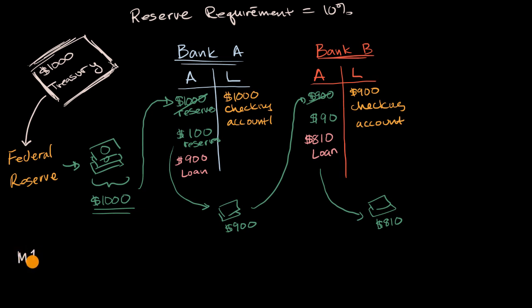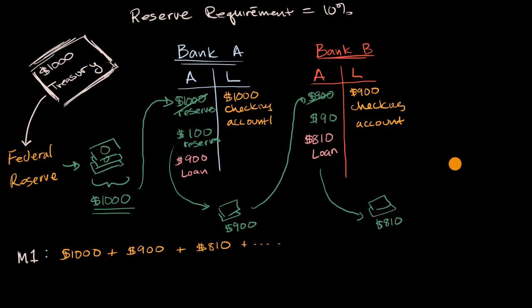And so our M1 over here, what's it going to be? Well, this person has a $1,000 checking account. They think they have $1,000 that they can write checks against, and they do. And this person has a $900 checking account. And then this person right over here, when they deposit their money, they're going to think they have an $810 checking account. They have that. And then that process is going to go on and on and on.